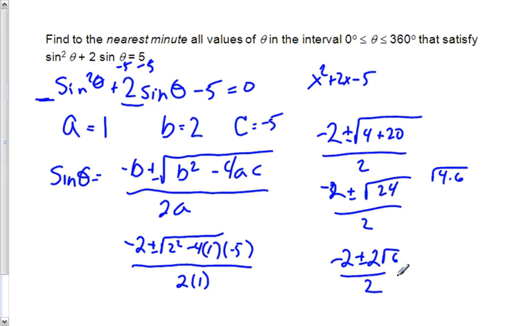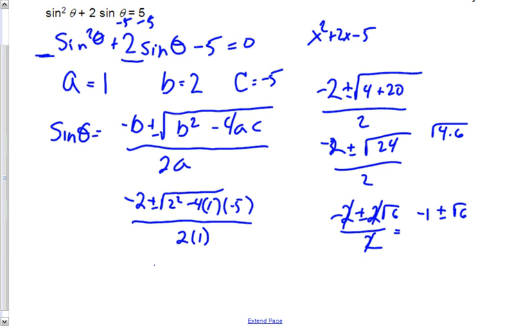Oh, that's nice because it breaks down to negative 1 plus or minus the square root of 6, because the 2s cancel each other out. Remember, it has to go into all the terms in the top to cancel, not just the singletons, or else that's some bad stuff. So there's sine of theta. Sine of theta equals negative 1 plus the square root of 6, and negative 1 minus the square root of 6.